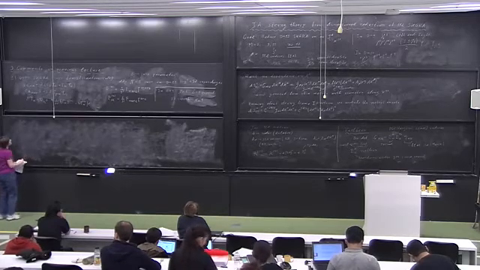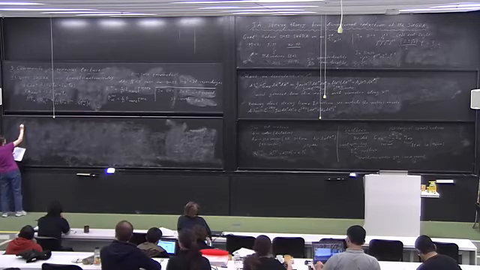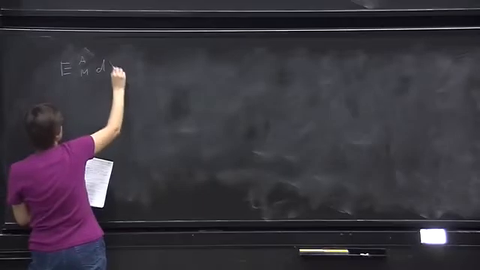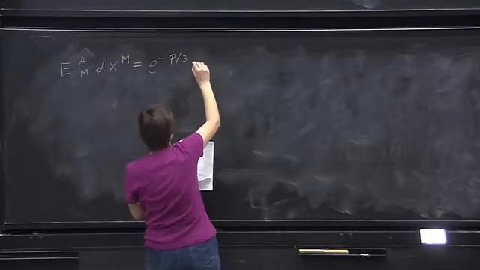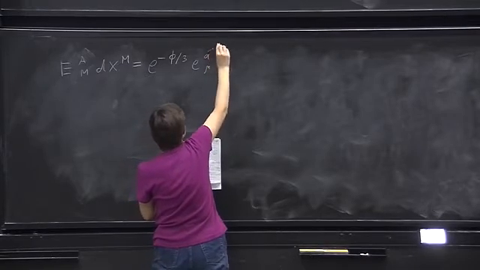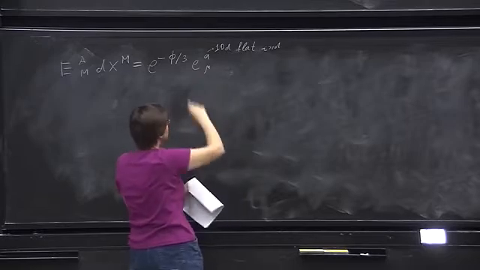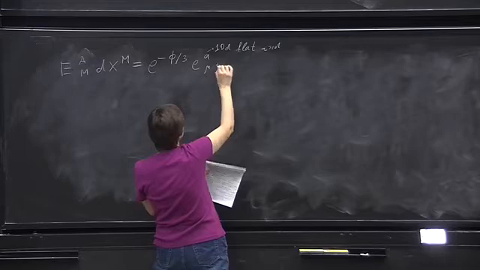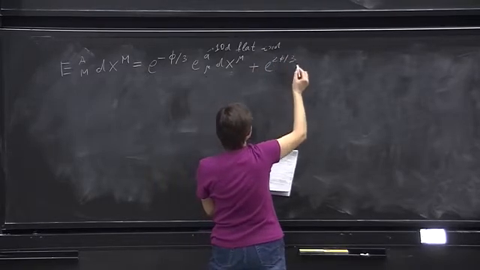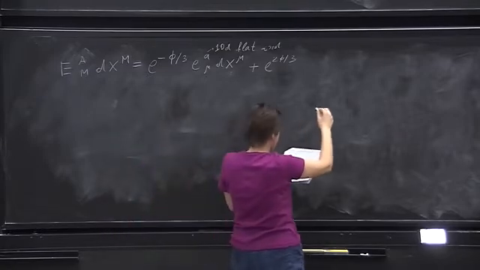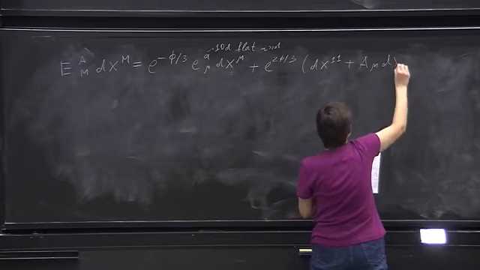So, okay, let's introduce the Wilbein for the metric that I wrote on the other board. In the present case, E^A_M dx^M looks in the following way: e^(-phi/3) e^A_mu dx^mu, where now A is a 10-dimensional flat index, and mu was the 10-dimensional curved index. So that's a 10-dimensional Wilbein. Plus e^(2phi/3). Is this too small? Okay. (dx^11 + A_mu dx^mu).